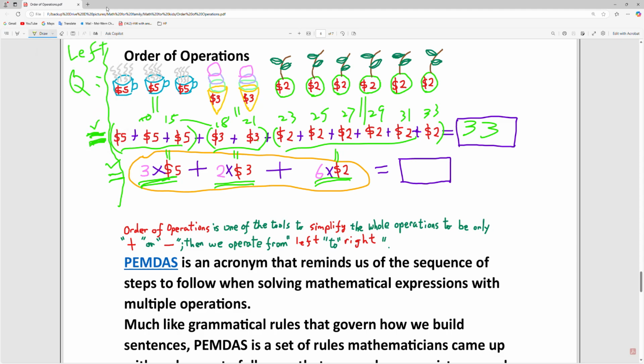Okay. Order of operations is one of the tools to simplify. See, I say simplify, make math easy, right? Make math simple. So we try to simplify the whole operation to be only addition and subtraction. See, when you have addition and multiplication, things become harder. And how can you make it easier?